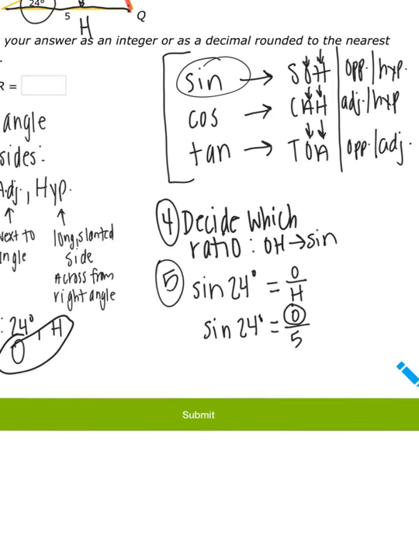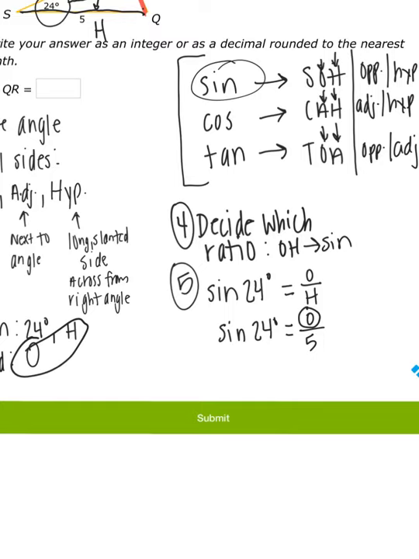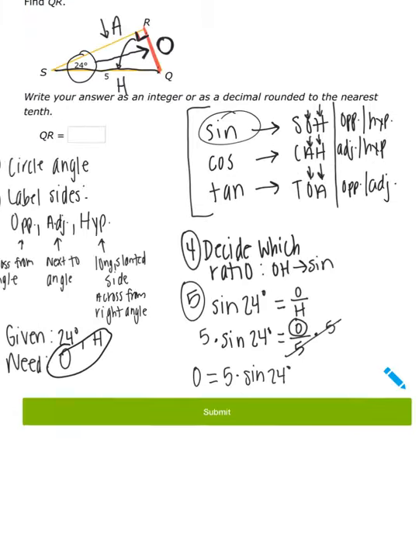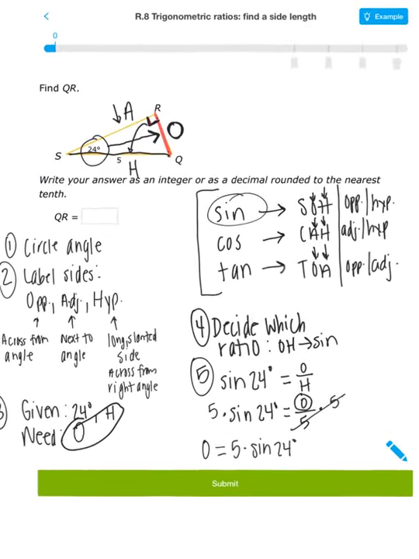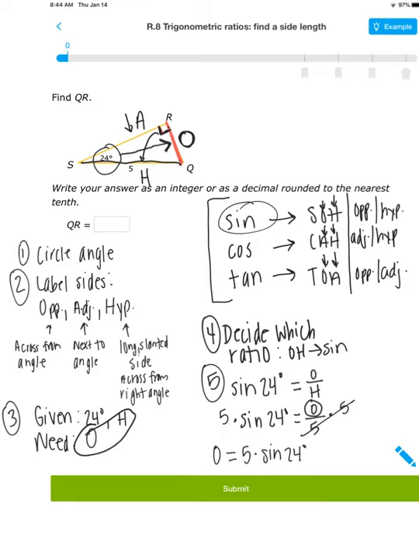If you notice, we're dividing by 5, so to get rid of that, I'm going to multiply by 5 on both sides. So those 5's cancel out, and I'm left with O equals 5 times sine 24. Now is where you're going to want to go into your calculator and type that in. So what I would use is the Desmos Scientific Calculator. I'm going to write that up here at the top so you can have that to see.